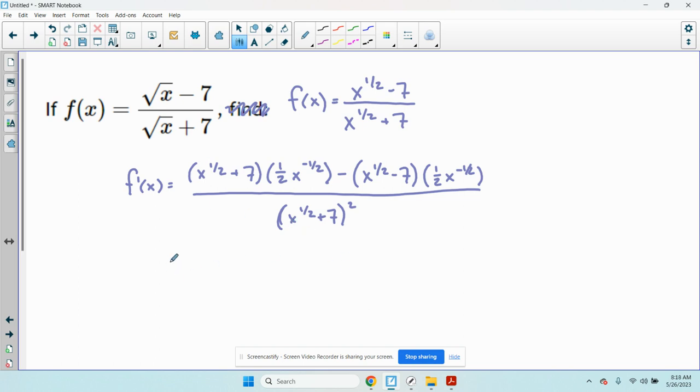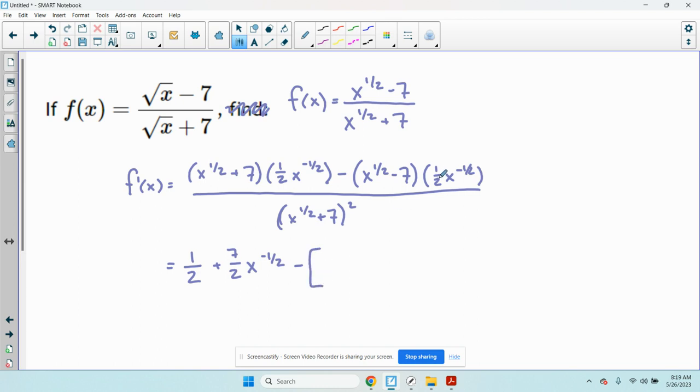So let's see if we can clean this up. I think we can. I just have one term being multiplied by these two terms, one term being multiplied by these two terms. I'll leave the bottom the way it is. So this is 1/2 x to the negative 1/2 times x to the 1/2. That's 1/2 x to the negative 1/2 times x to the 1/2. If we add powers, 1/2 and negative 1/2 is 0. So that just becomes 1. So this is just going to be 1/2 plus 7. 7 times 1/2 is 7/2. X to the negative 1/2.